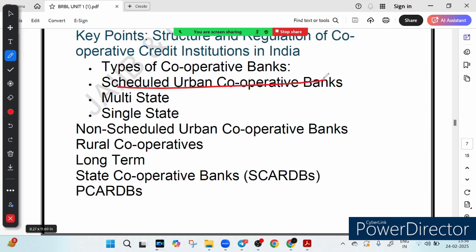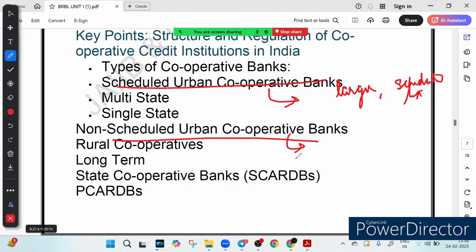You know what it is? They are well-regulated, larger cooperative banks that are part of the scheduled list within the RBI. Then we have non-scheduled urban cooperative banks, which means these are smaller ones, not listed with the RBI, but still offering essential banking services, right?